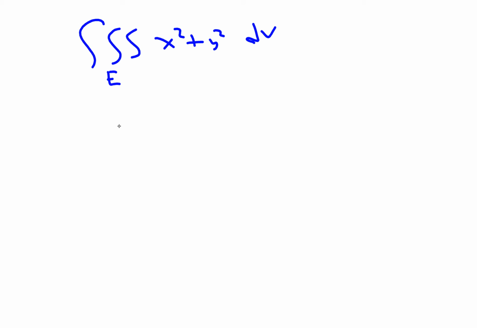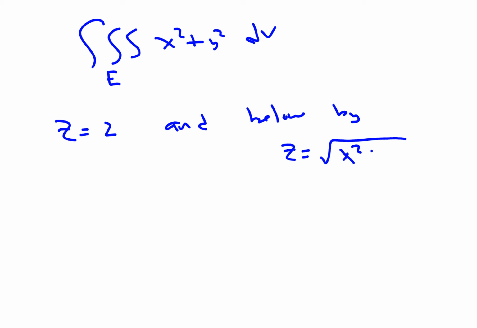And the solid I'm interested in is the shape that's bounded from above by z equals 2 and below by z equals the square root of x squared plus y squared. So you have to kind of figure out what this object's going to look like. I'll do my best here.